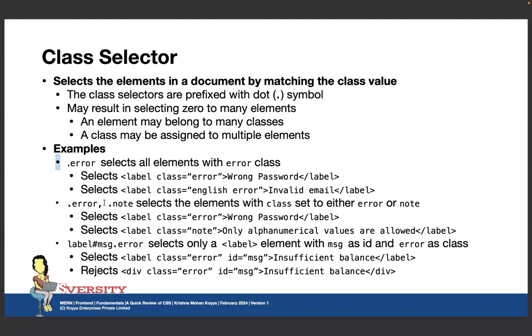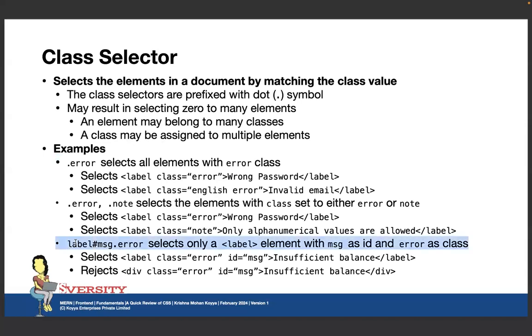Here I am using comma separation: .error, .note. What does it mean? It selects all the elements having either error as the class or note as the class. So here, because it is error, it will be selected. Because this is note, it also gets selected.